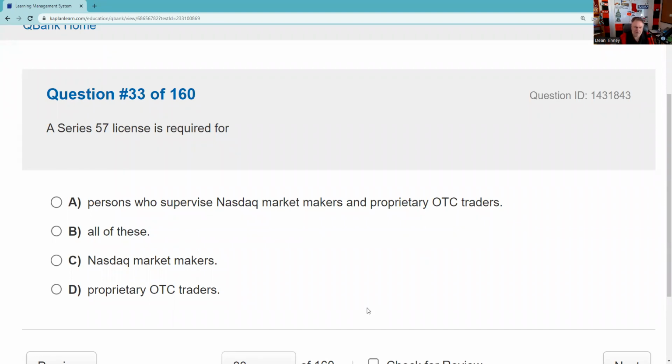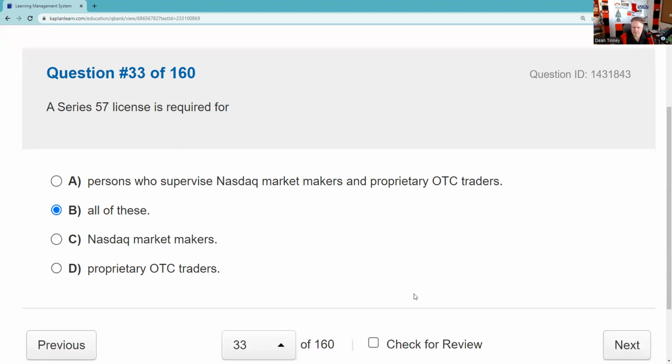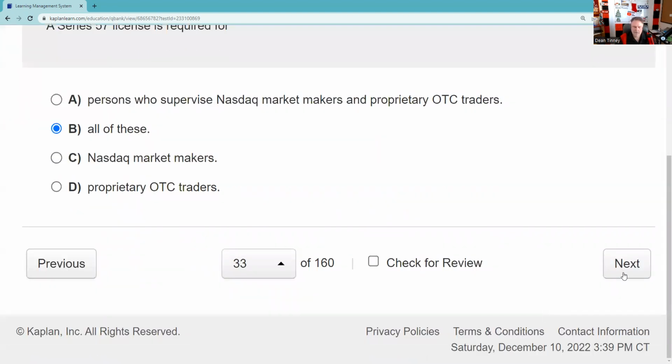A Series 57, I hate that we call these a license, it drives me nuts when people do. It's a registration, but just my own pet peeve. Anyways, a Series 57 registration is required for persons who supervise NASDAQ market makers and proprietary OTC traders. Yes, all of these. NASDAQ market makers, yes. Proprietary OTC traders, yes. All of those. Question 34.